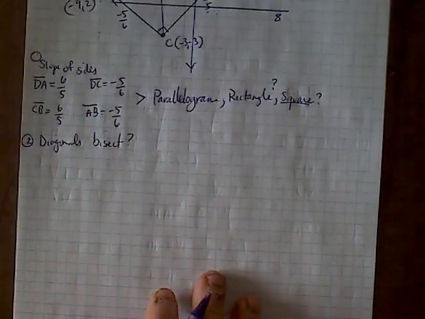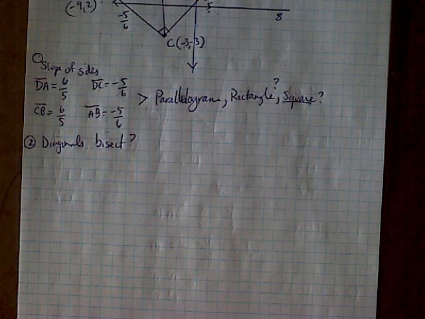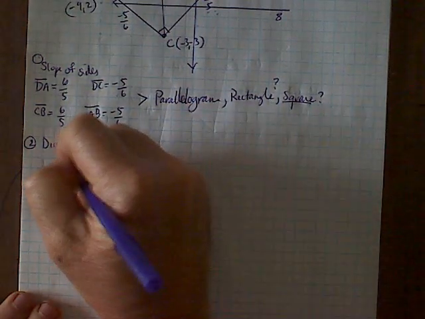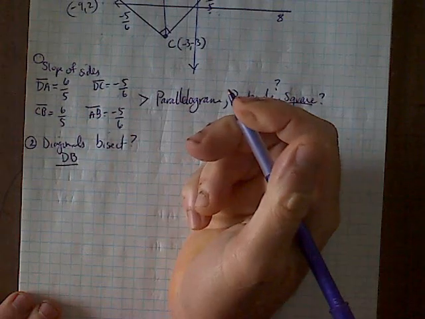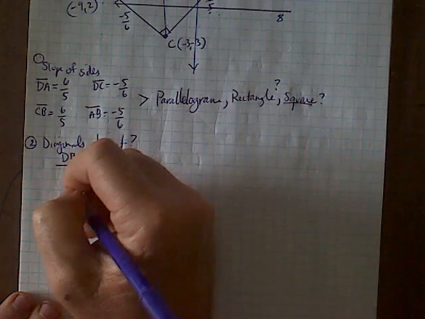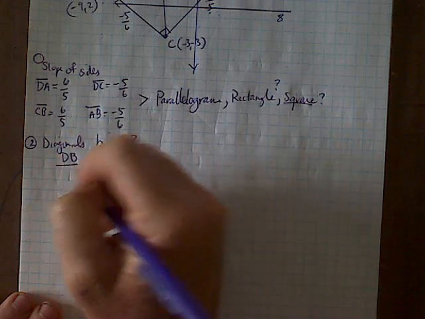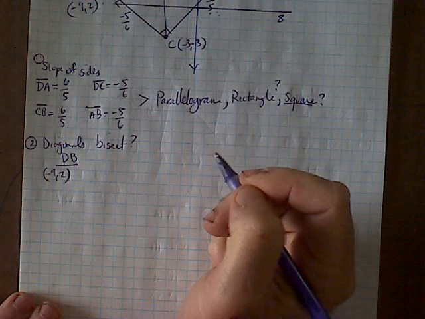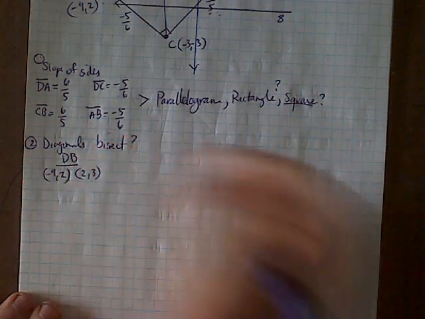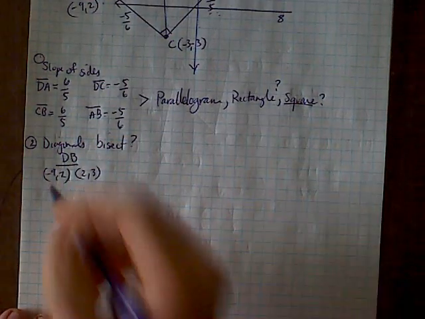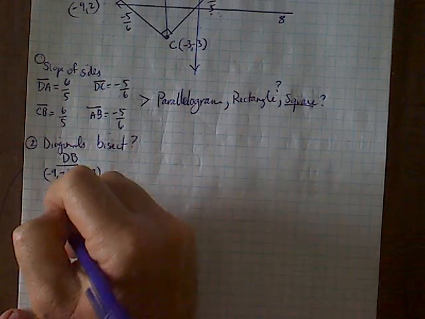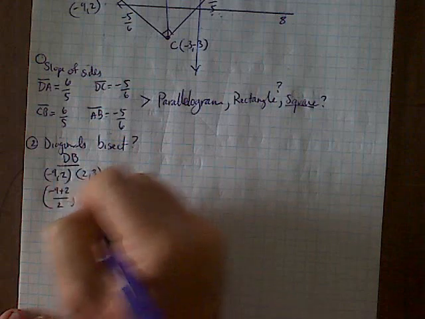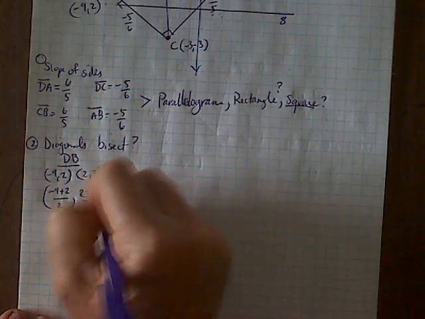Now, we've had that happen a few times now. We do that with midpoints of the diagonals. So let's find for DB, the diagonals. Well, for DB, it is the points negative 9, 2 and 2, 3. Okay? So what we need to do now is we need to add the x's, negative 9 plus 2 divided by 2, and then 2 plus 3 divided by 2.